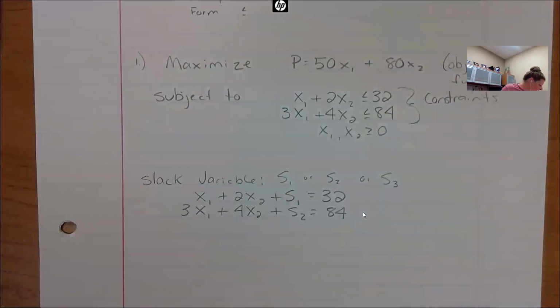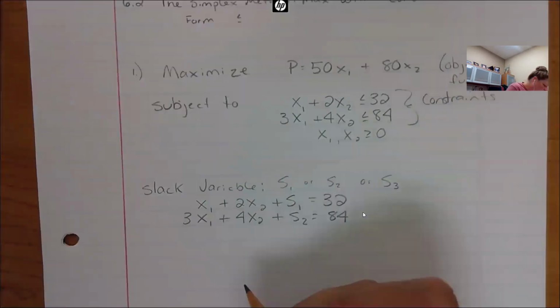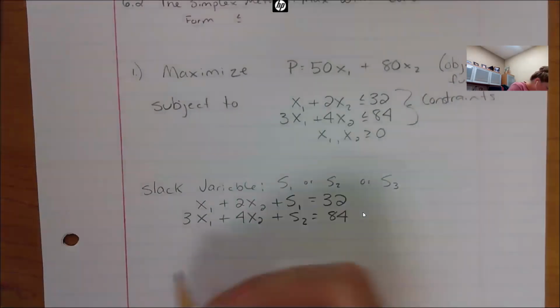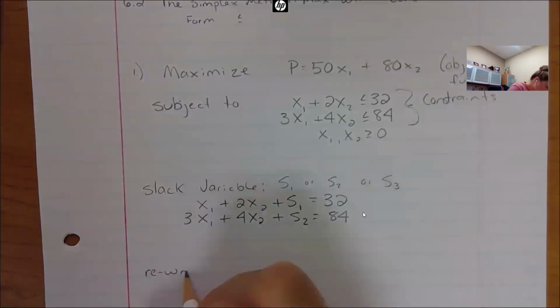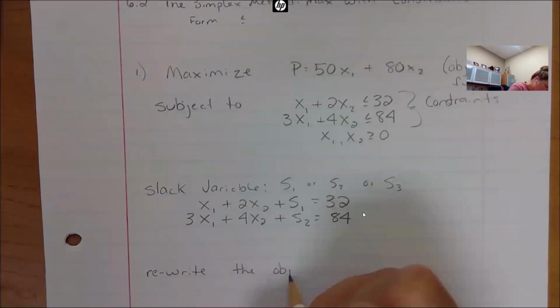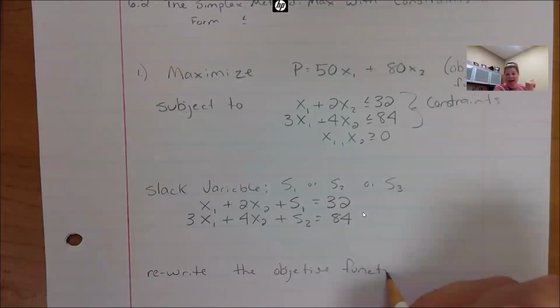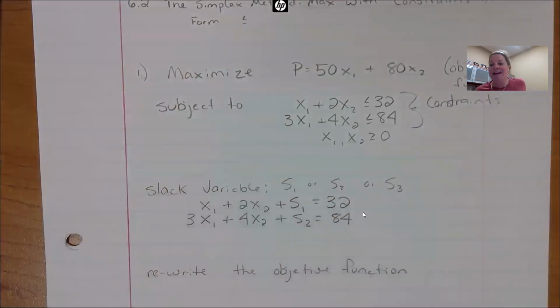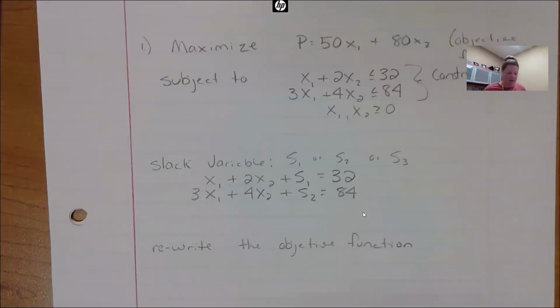Now we need to rewrite the objective function. And if you are not currently writing this down, rewind and write this down, because these are the steps you're going to need, and it'll be great to have something written out for yourself.